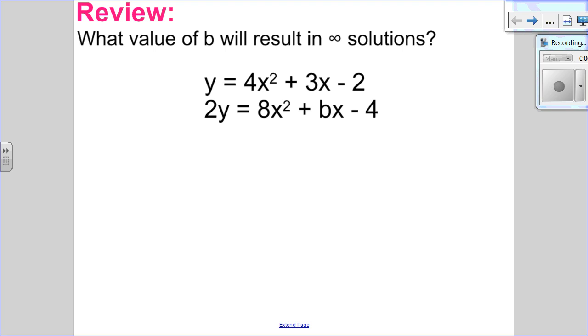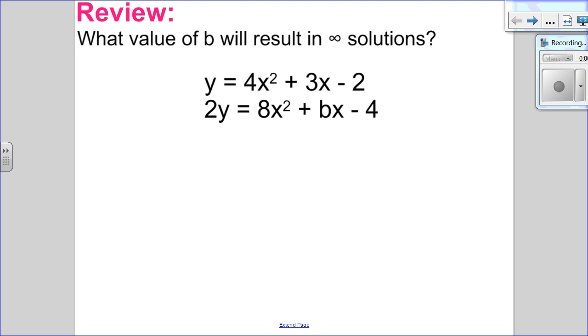Before we get into that, let's review what we did in our last video, which is solving them graphically. Since this is a review question, I recommend that you pause the video, try the question yourself, come back and see how you did. So in this question here, I want to know the value of b that will result in this system having infinite solutions.